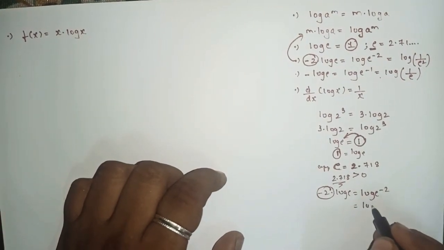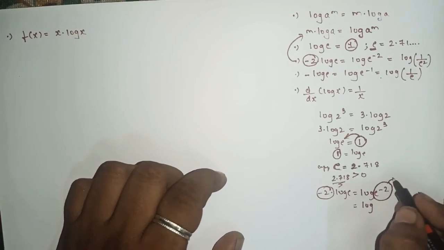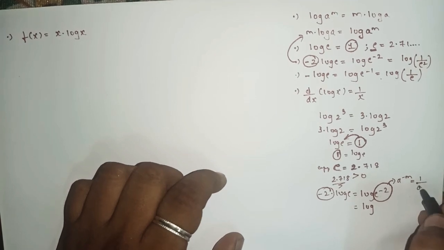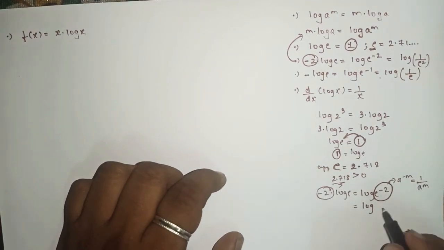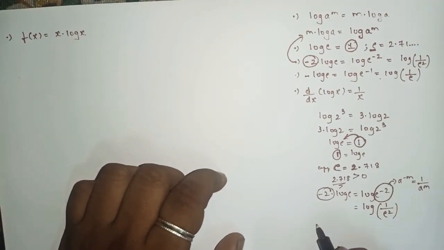Okay, so now we'll keep this log as it is. Now for this e raised to minus 2, I will apply the indices formula, a raised to minus m. So a raised to minus m we can write as 1 upon a raised to m. So further this e raised to minus 2 we can write as 1 upon e square. Understood? Once again I will explain.